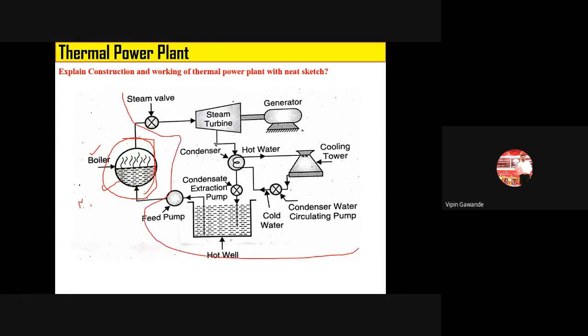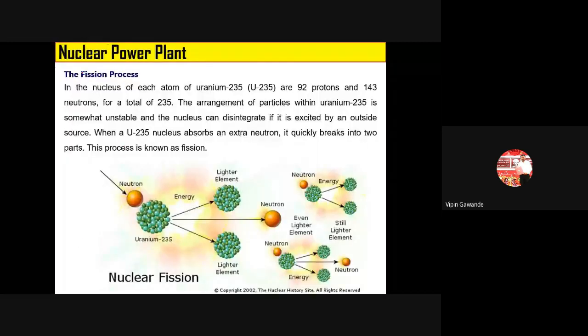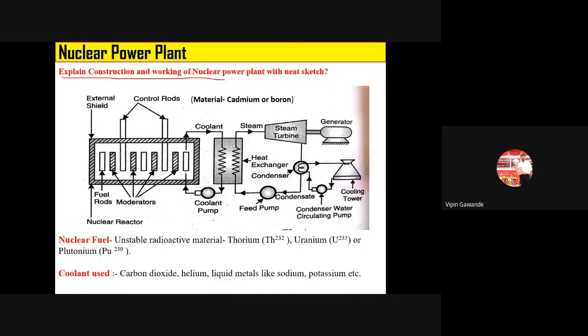Now we'll go to the next part, that is the nuclear power plant. What is this nuclear power plant? The question is: explain the construction and working of the nuclear power plant. Here you see this part, which I have told you is common with the thermal power plant. We have the steam turbine, the generator, then it comes to the condenser, and then it goes to the cooling tower.